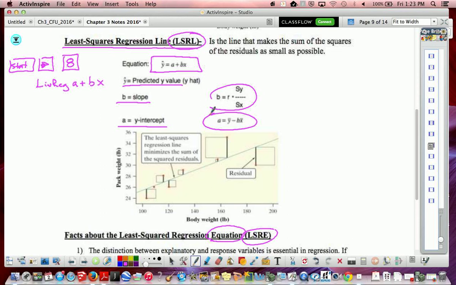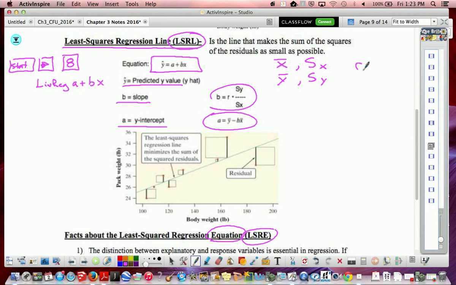First of all, what do the formulas require? Well, you need to have the summary statistics of the mean of x and the standard deviation of x. You have to have the mean of y and the standard deviation of y. And the other thing you need to have is the correlation coefficient, r. If you have those 5 pieces, you can find the least squared regression equation.